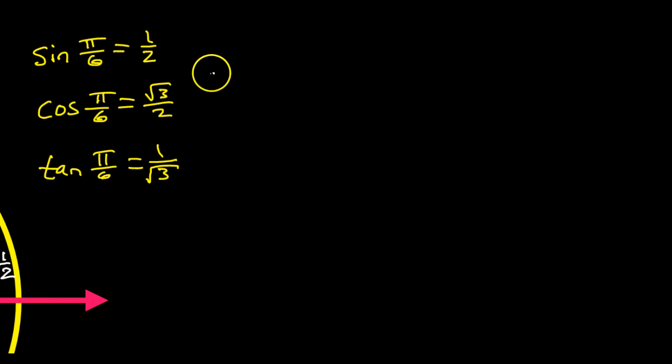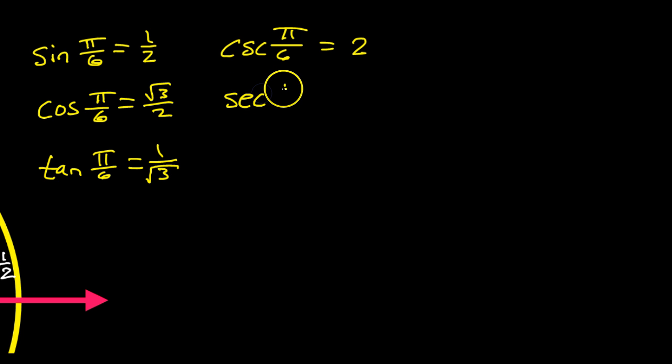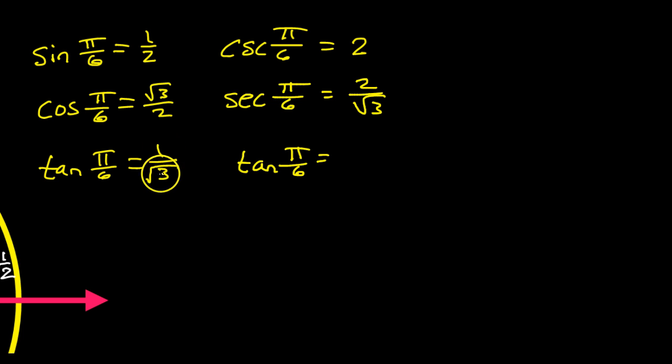So now let's do the 3 reciprocal trig functions. So the reciprocal of sine is cosecant. So the cosecant of pi over 6 will be 2. All right, the reciprocal of that. Reciprocal of cosine is the secant function. So the secant of pi over 6 is going to equal 2 over radical 3. And then the cotangent of pi over 6 is going to be the reciprocal of this, and the reciprocal of that will just be radical 3.